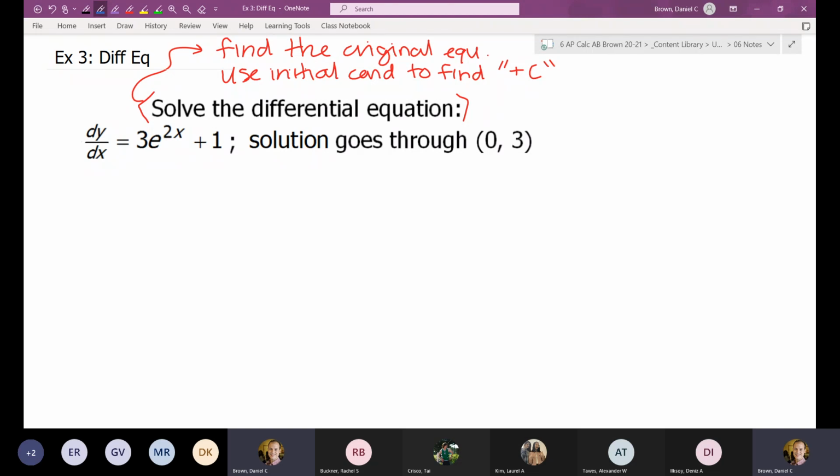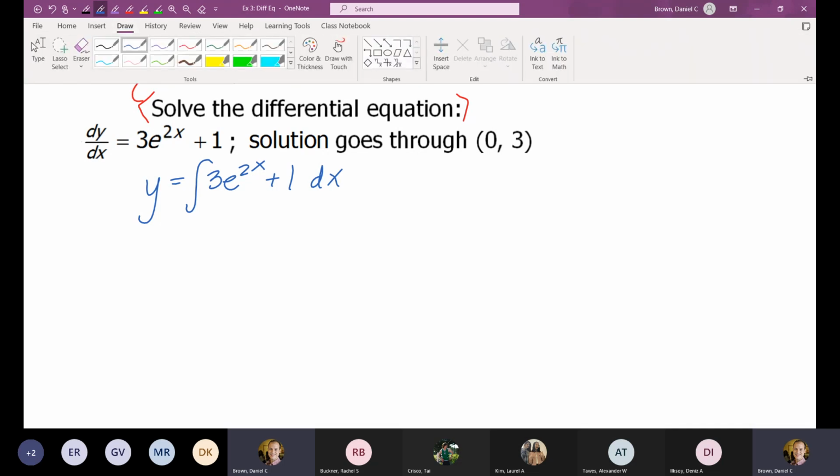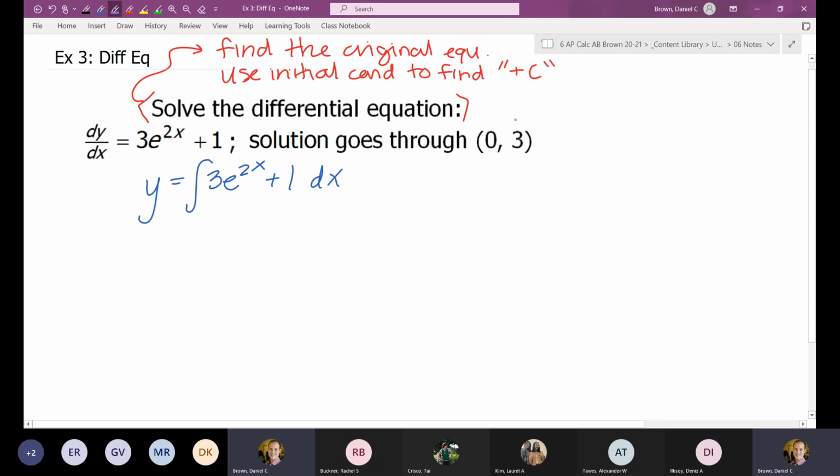So if I want to go backwards and find the original function, how do I move from the derivative to the original function? I need to integrate the derivative. And what was the derivative? 3e to the 2x plus 1. And we're integrating with respect to dx. After we integrate it, it has given us the initial condition, which we can then plug in and solve for c.